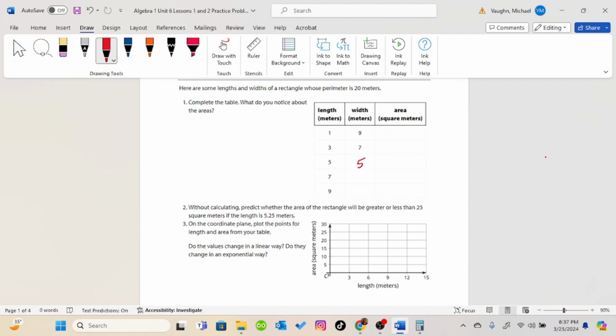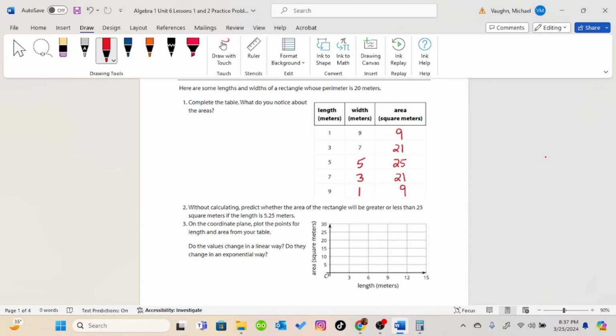When length is 7, width is 3. And when length is 9, width is 1. Now the area is found by multiplying length times width. So 1 times 9 is 9. 3 times 7 is 21. 5 times 5 is 25. 7 times 3 is 21. And 9 times 1 is 9.